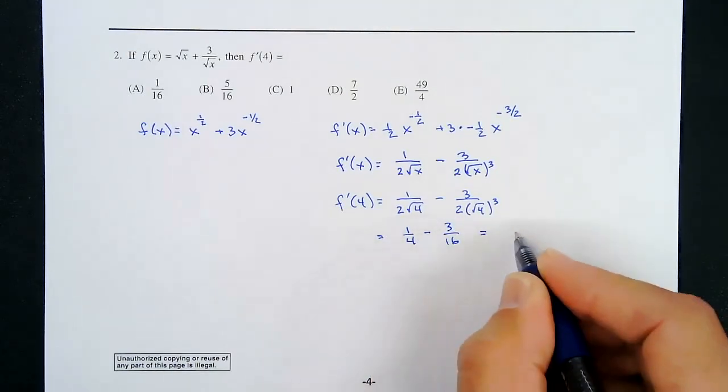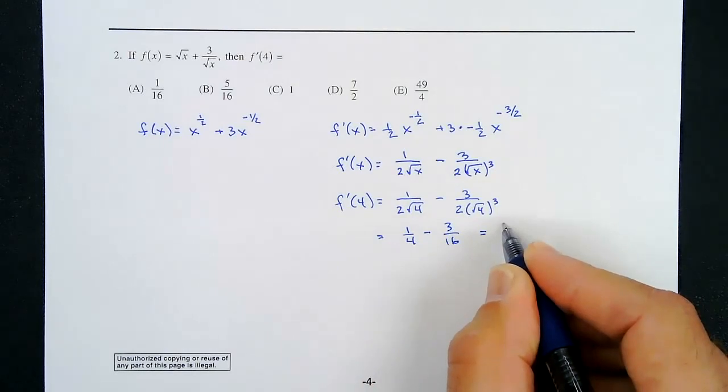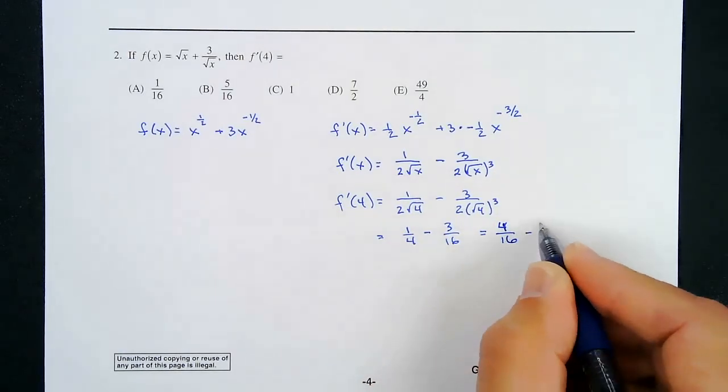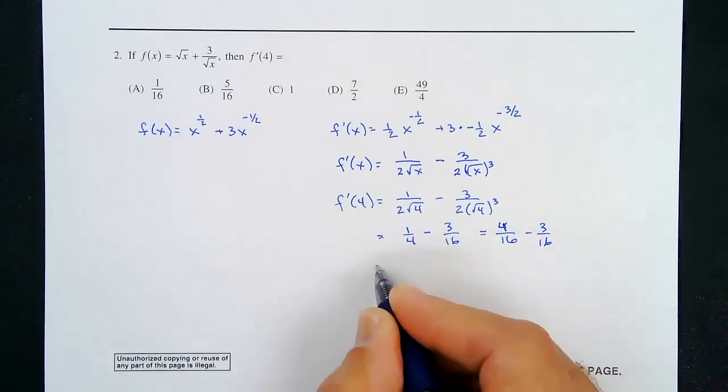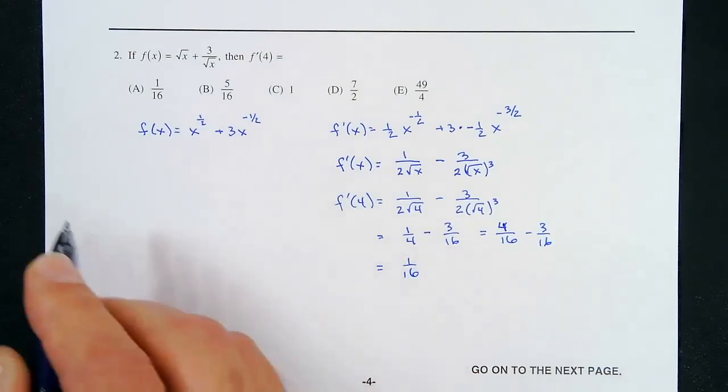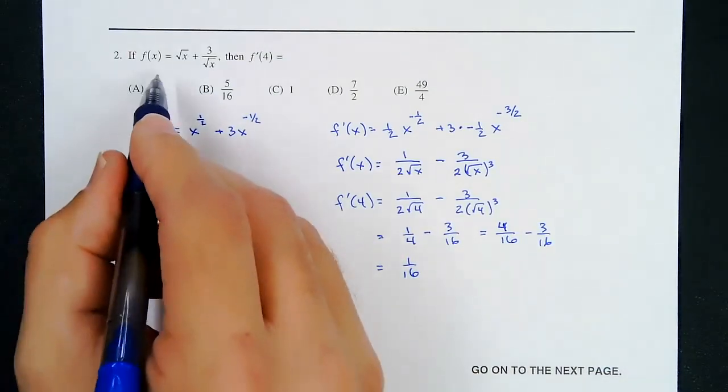And for a common denominator here, we would need to multiply by 4 over 4, so that makes 4 over 16 minus 3 over 16, which gives you a value for f prime of 4 of 1/16, and so the correct answer is A.